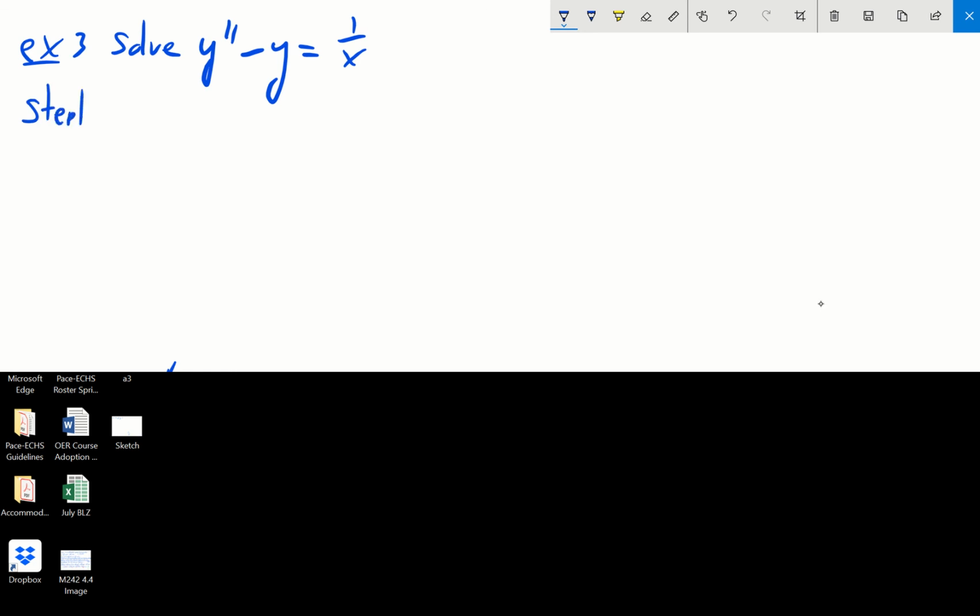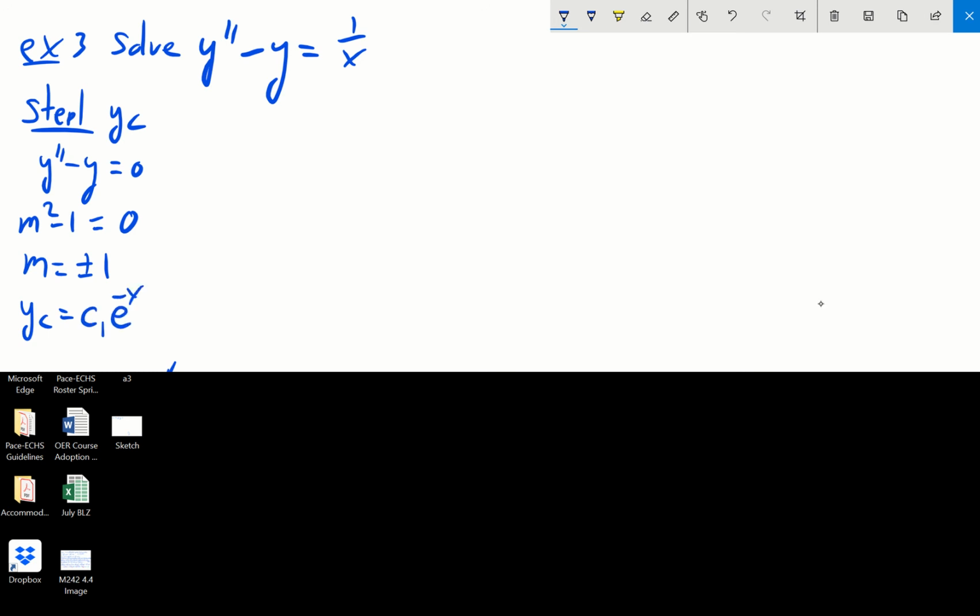So step 1 is the same. We want to solve for yc first. That means we need to solve the homogeneous differential equation. Our auxiliary equation would be m squared minus 1 equals 0. Factor it, this is the difference of squares, or you can use the square root property. Either way, we're going to get m equals plus or minus 1. So our complementary solution is going to be y equals c1 e to the negative x plus c2 e to the positive x.